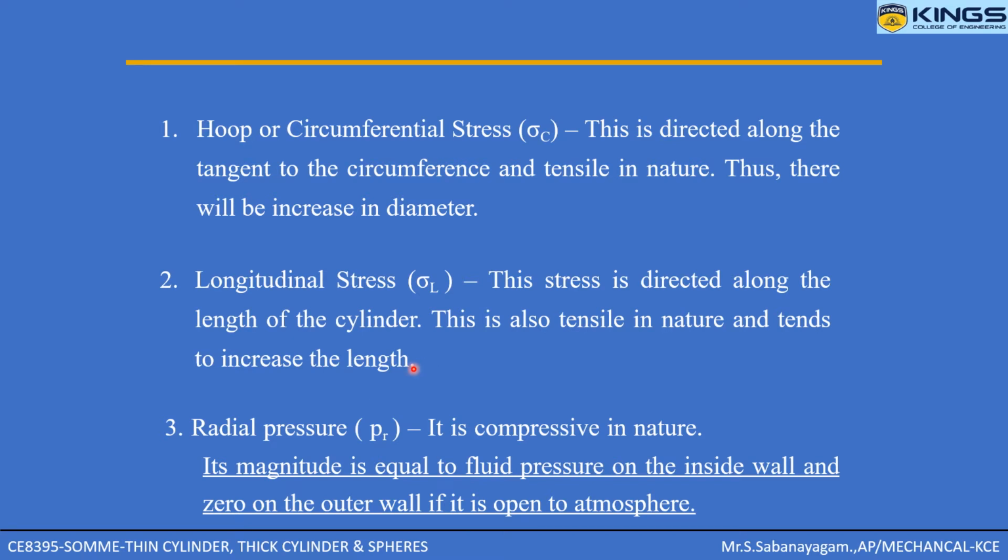Then radial pressure. Radial pressure will be compressive in nature because it is induced on the internal walls of the cylinder due to the fluid flow. Its magnitude is equal to the fluid pressure on the inside wall and 0 on the outer wall if it is open to atmosphere. So inside it will be fluid pressure, compressive, and outside will be 0 because it is exposed to the environment.